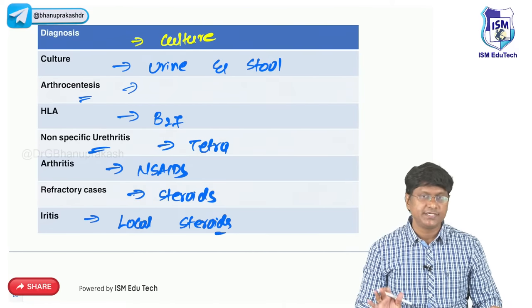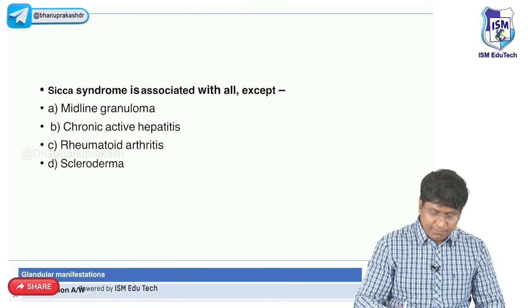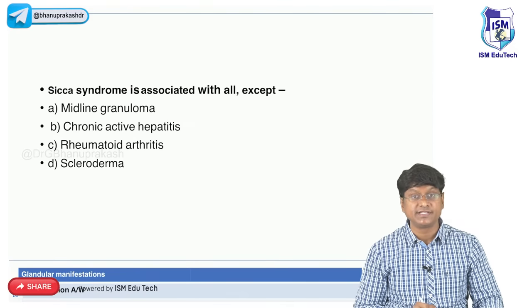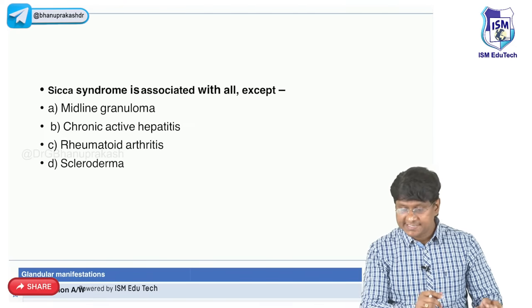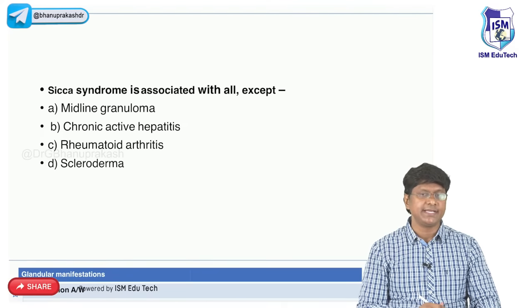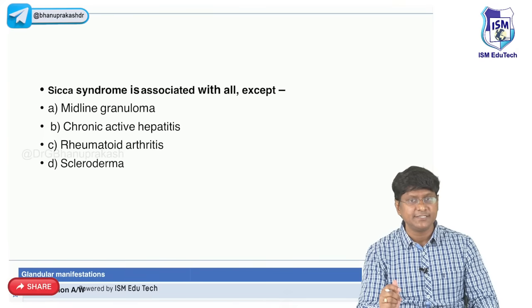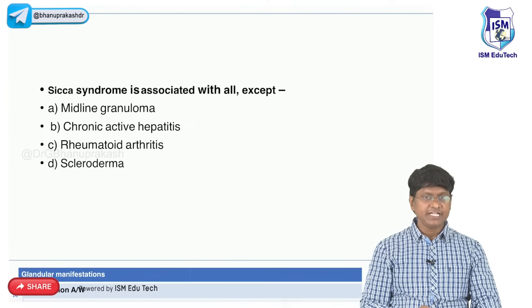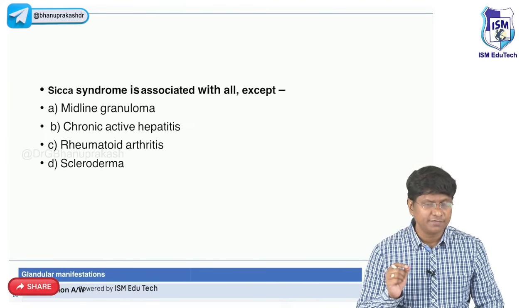Once we are done with Reiter's or reactive arthritis, the next important topic for discussion is Sjögren syndrome. Sjögren syndrome is associated with all of the following conditions except midline granuloma, chronic active hepatitis, rheumatoid arthritis, scleroderma. Right. So now let me take up the discussion of Sjögren's.